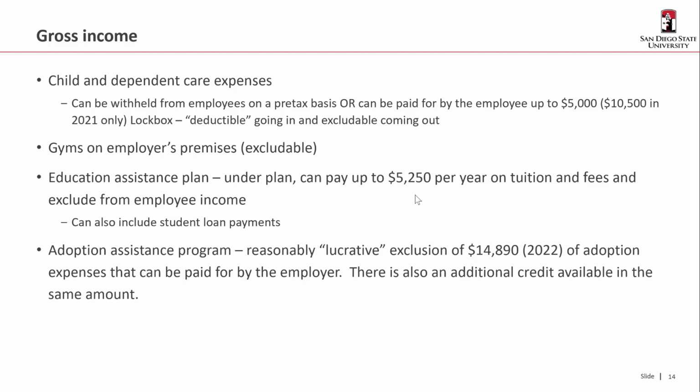Gyms, if they're on the employer premises, are excludable. So you can have a gym for your employees, their dependents, their spouses, retired employees. The way you taint that is you allow the outside world, you allow third parties to come in as well. So you can't own a gym and charge people from outside the company and let the employees do it for free and hope to exclude that. Once you allow fee-paying members in, then it's taxable to your employees.